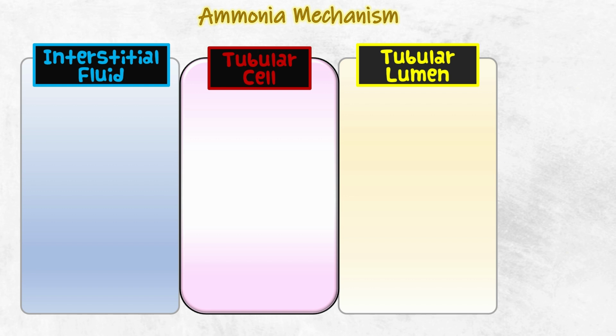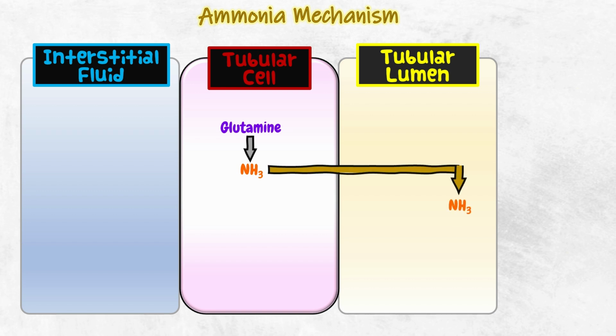This is the most important mechanism by which kidneys excrete hydrogen ion and make the urine acidic. In the tubular epithelial cells, ammonia is formed when the amino acid glutamine is converted into glutamic acid in the presence of the enzyme glutaminase. Ammonia is also formed by the deamination of some of the amino acids, such as glycine and alanine. Ammonia, formed in tubular cells, is secreted into tubular lumen in exchange for sodium ion.